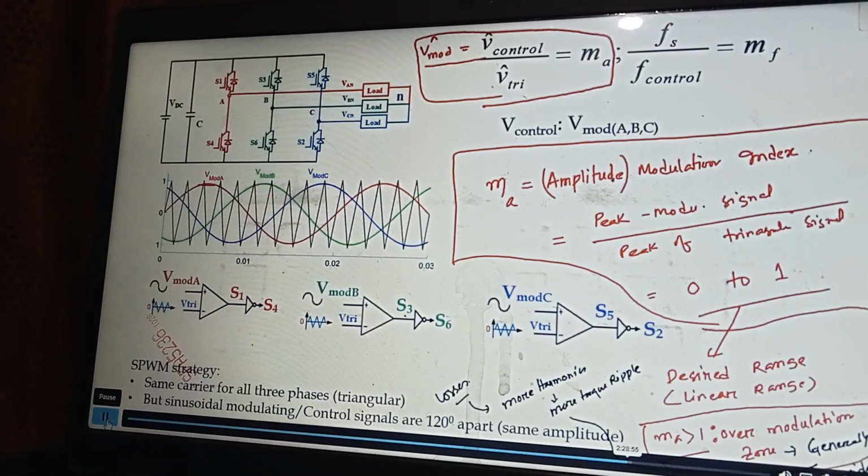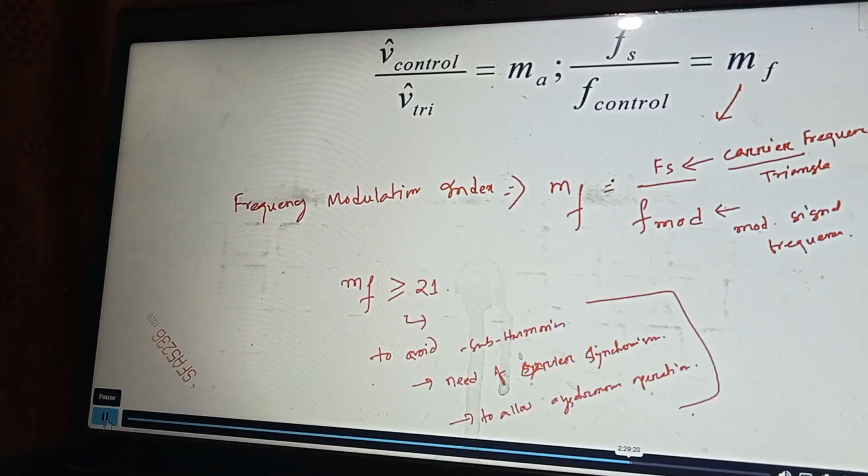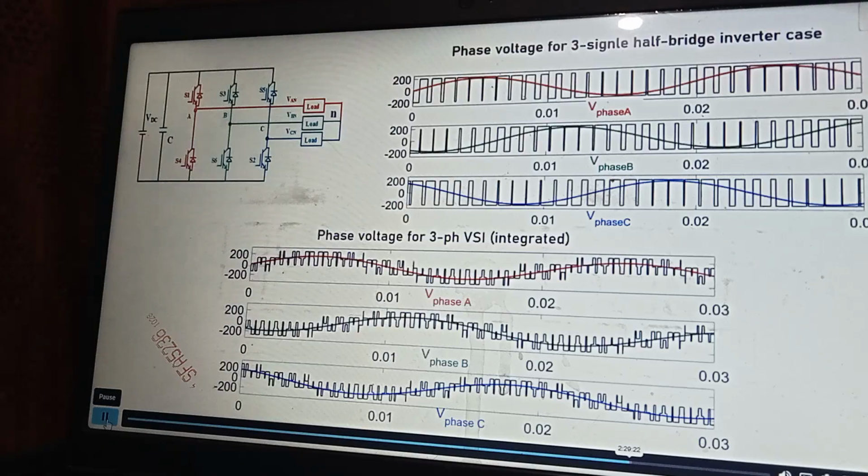What is MA? MA is the ratio of the peak of the modulating signal to the peak of the triangle carrier. What is the range of MA? 0 to 1. Because we vary the modulating signal using the speed control loop, whereas the triangle signal remains the same. That's why the modulation index varies. How does it impact output voltage? So here is the answer.